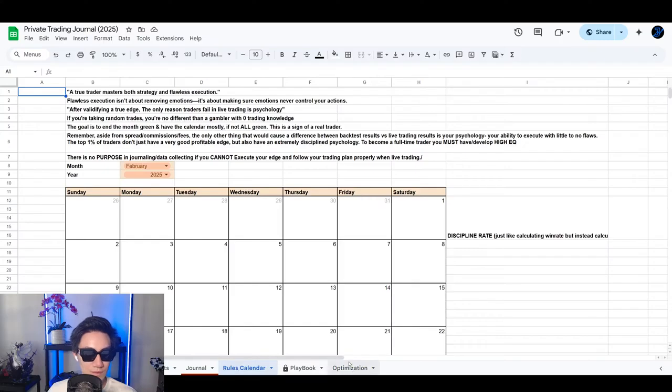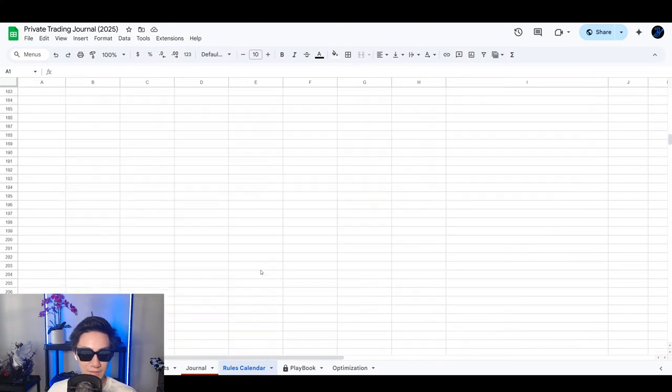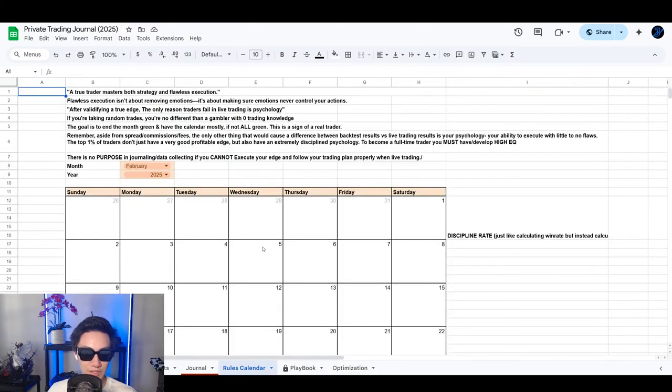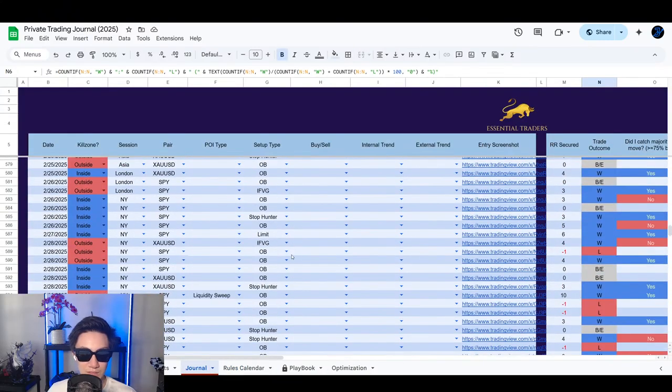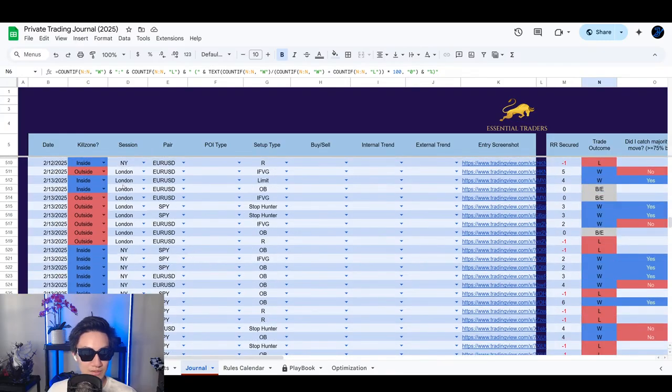So here's also a rule-based journal I highly recommend you guys have, like a rule calendar. This is something you also get when you buy the private trading journal. This is where you can basically keep yourself disciplined. Have a discipline rate. If you're following your rules that entire day, make it green. If you didn't, make it red, and you'll see there's a correlation between discipline and your P&L. But nonetheless, aside from that, we can also add a few more columns here to look for more things to optimize. So we can look through that later in the stream.